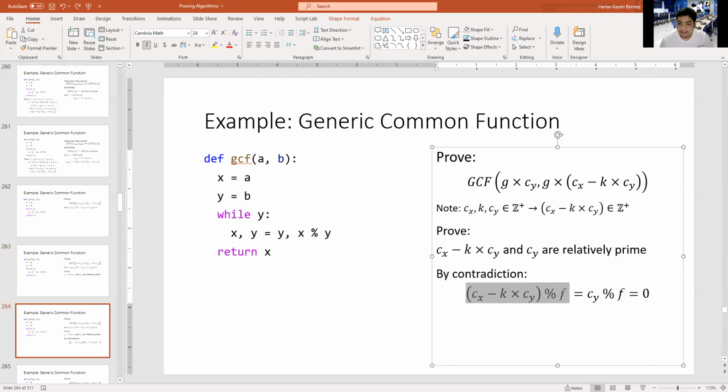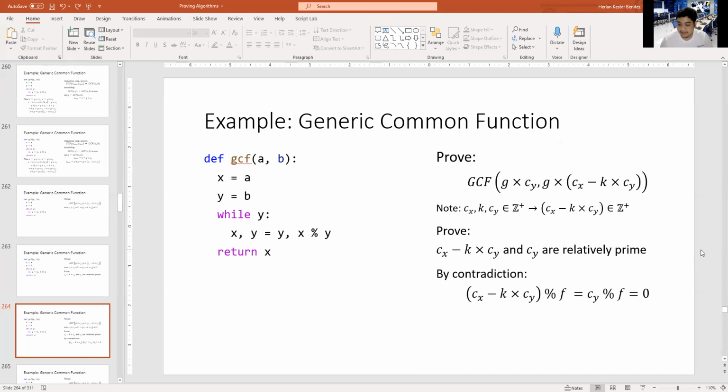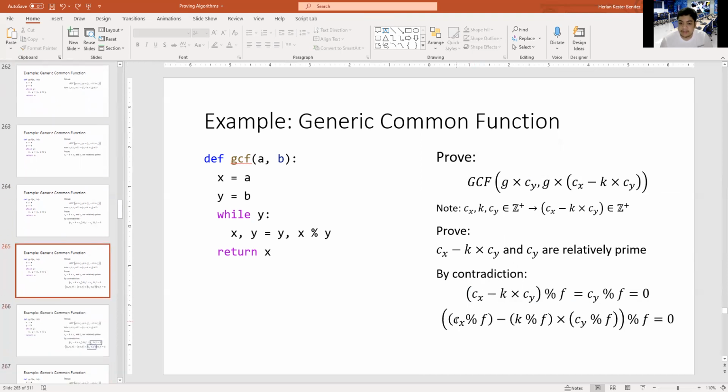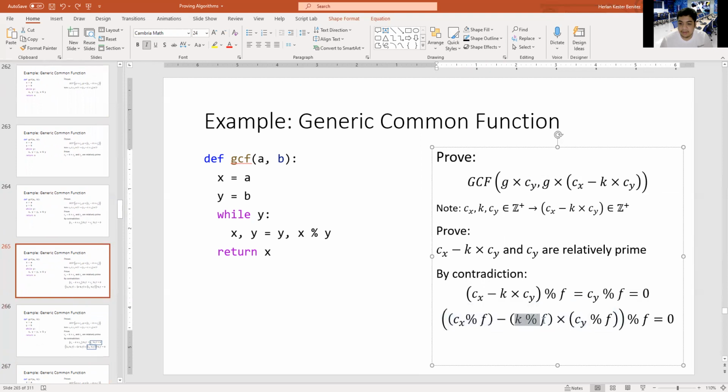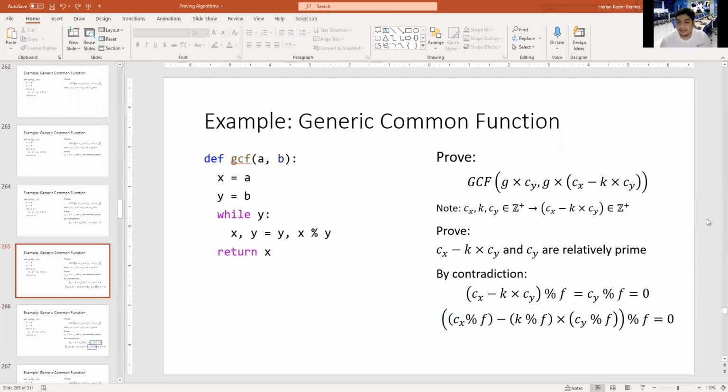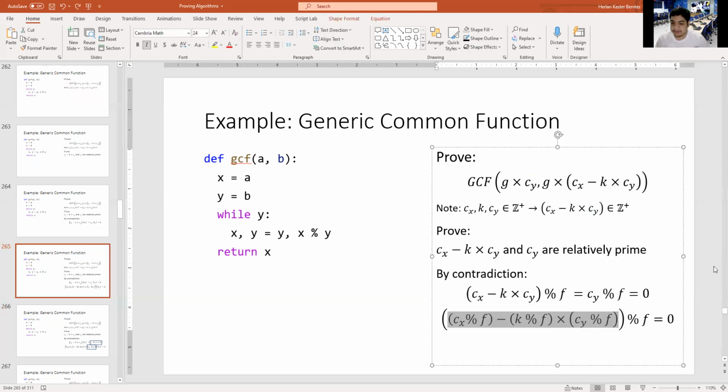So, the modulo operation, we can actually distribute this to its contents. So, cx modulo f minus k modulo f times cy modulo f, all modulo f. That's a property of the modulo operation, that you can distribute it over addition, subtraction, and multiplication. Although, after you distribute it, the outer modulo term does not disappear. But you'll see why this would be useful.